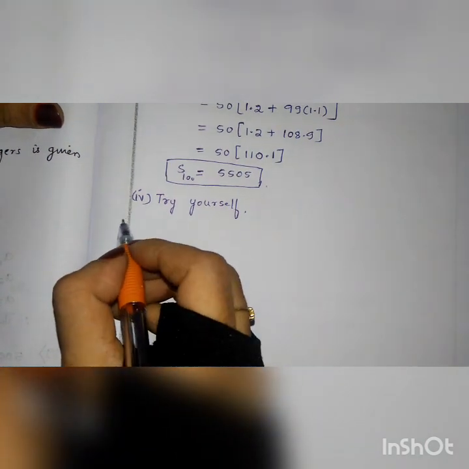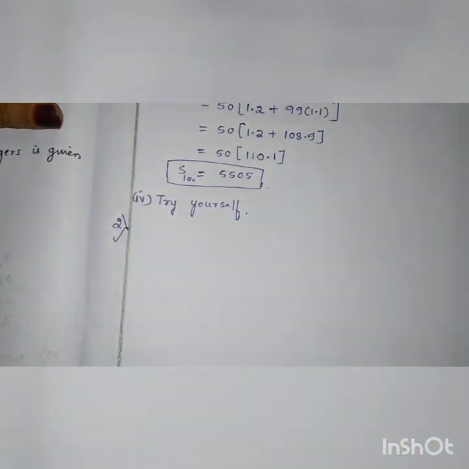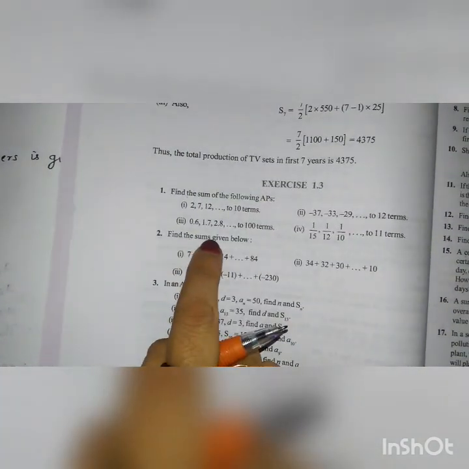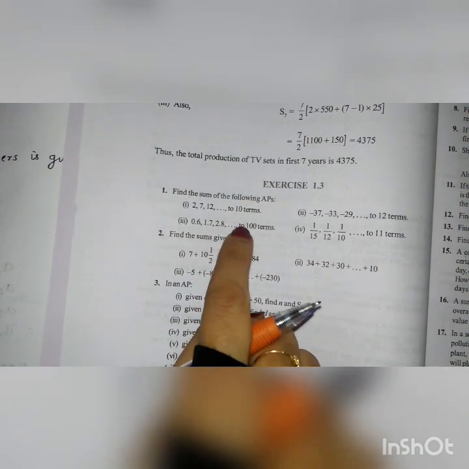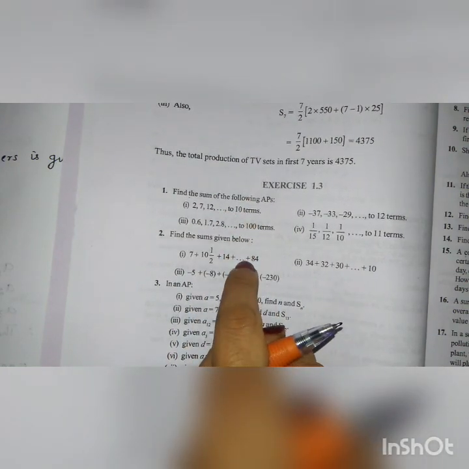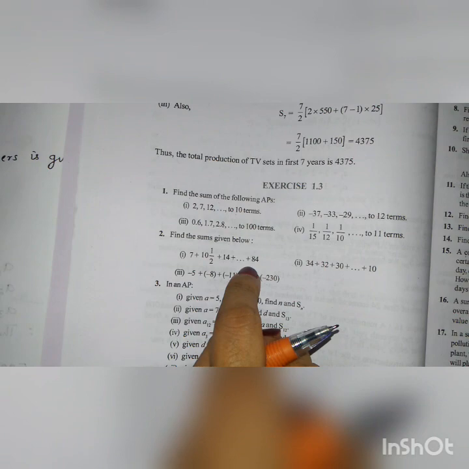Let us go now to the second main question. Second main question we can see in this. Find the sum given below. It is a direct question. You can see the difference: here the term is given, here it is direct. Find the sum of the given series. Okay, how can we find the sum directly? We will check.